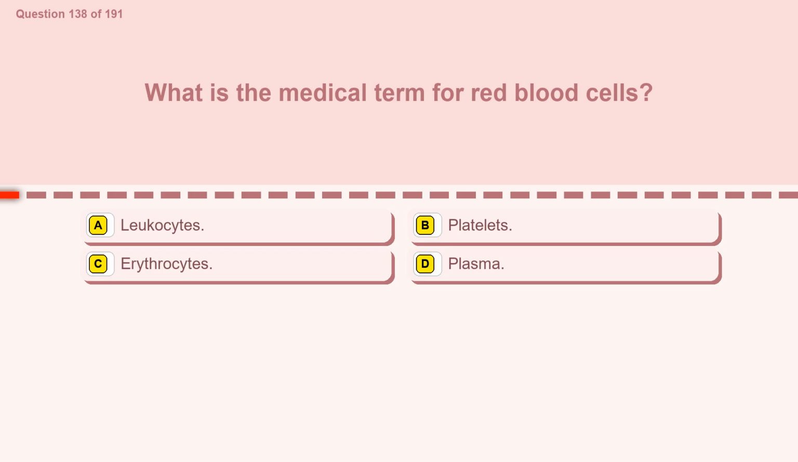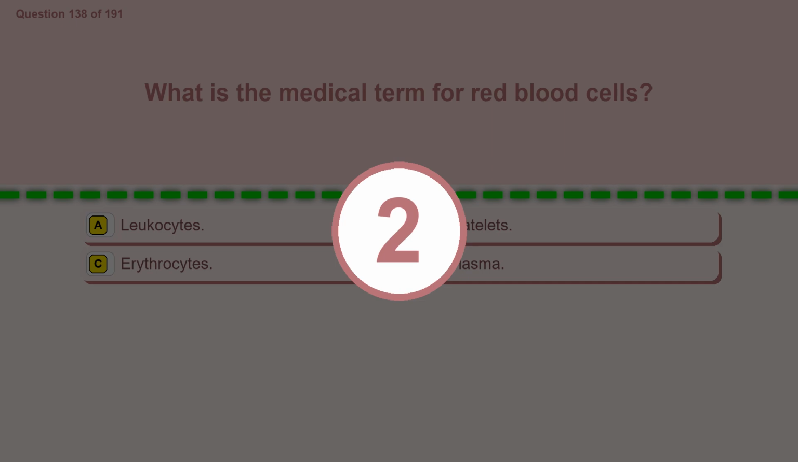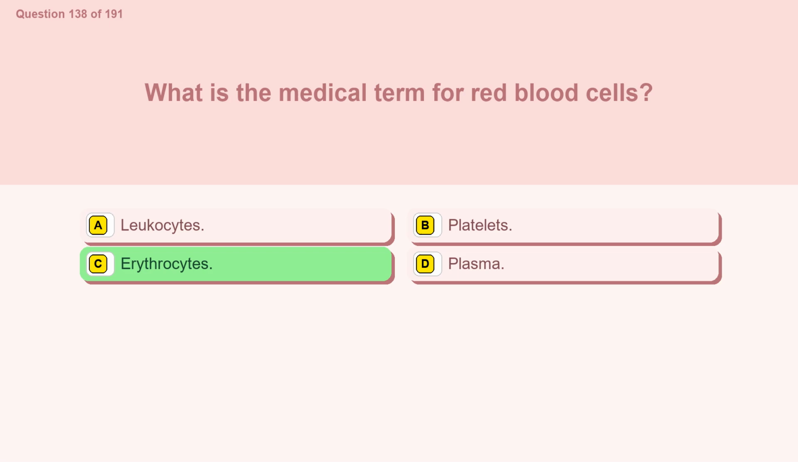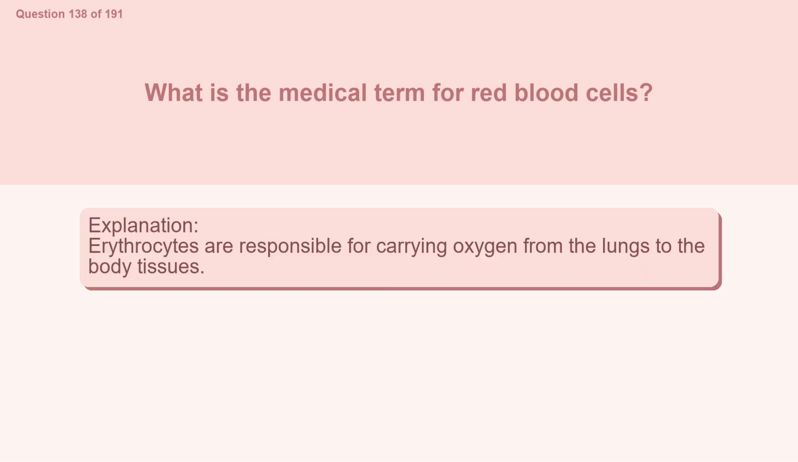Question 138. What is the medical term for red blood cells? Option A. Leukocytes. Option B. Platelets. Option C. Erythrocytes. Option D. Plasma. The correct answer is option C. Erythrocytes. Erythrocytes are responsible for carrying oxygen from the lungs to the body tissues.